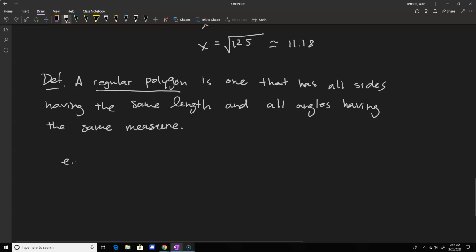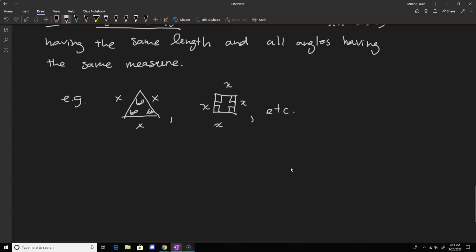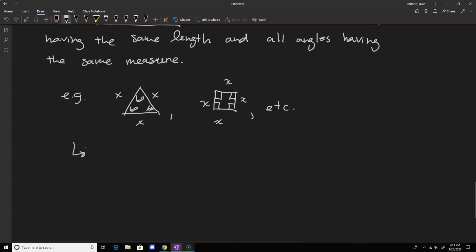Just for example, we know a few of these. The equilateral triangle, what's going to happen? Well, all sides would have the same measure x, and then all of the angles would be 60 degrees. All 3 angles would be 60. The regular quadrilateral, the regular 4-sided figure, is the square, and all sides, again, would have the same length. You could call them x, and so on. This is not super interesting, but there is one interesting fact that comes up on the homework.